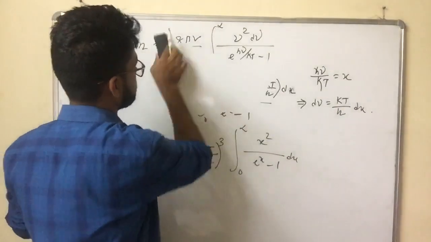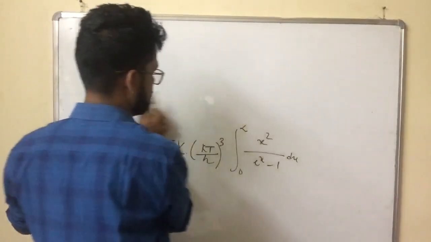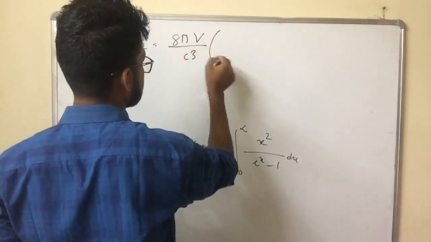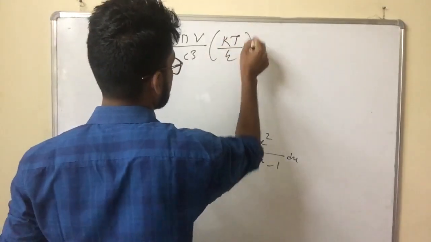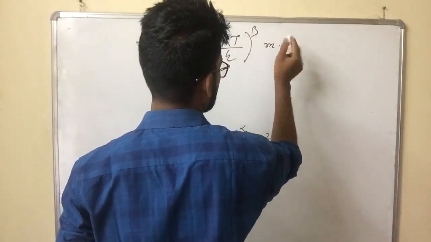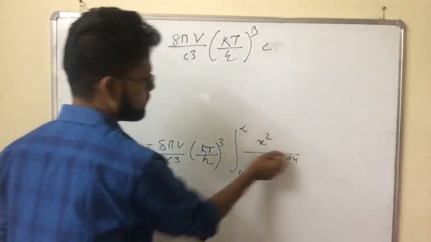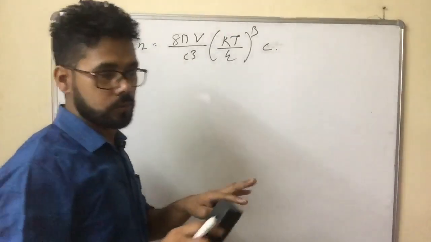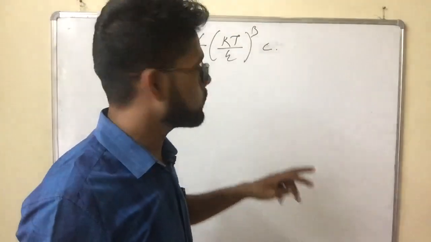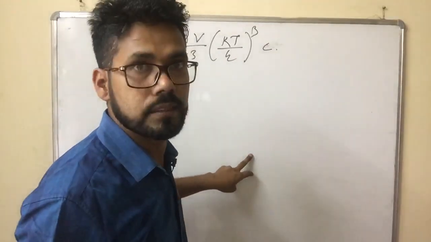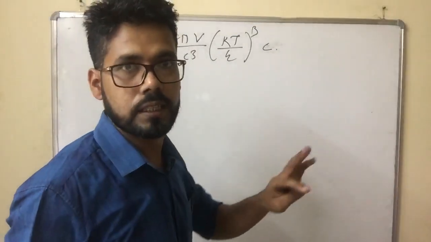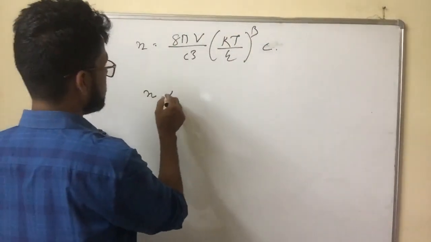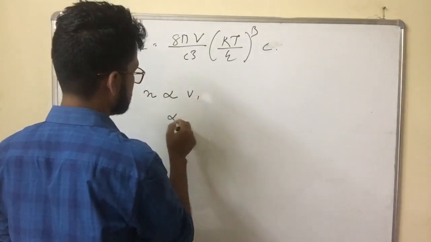What we can understand is N equal to 8πV/c³ (kT/h)³ into a constant. Suppose C is a constant value we will get from the integral. We don't need to solve the integral. No question of this kind is ever asked in the exam. No need to find out the numerical value of the integral. You just put a constant. Now what happened? Number of photons is proportional to V and proportional to T³.